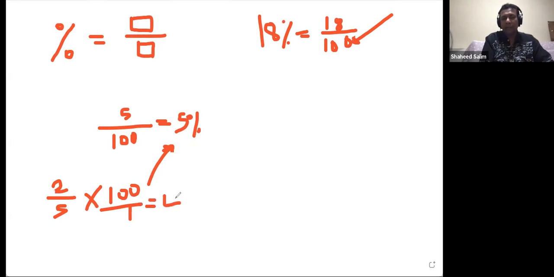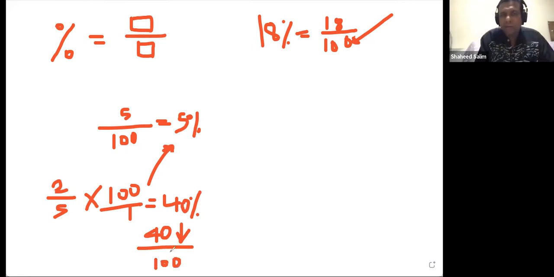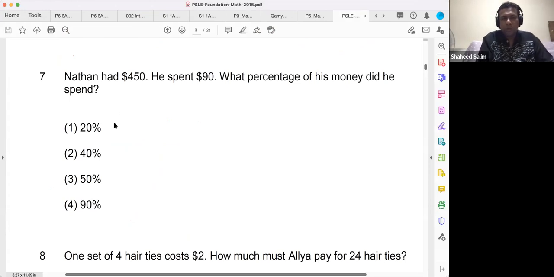Okay, if you calculate with 40%. What is this 40%? It's actually 40 over 100. So your job is to make a fraction first. What is a fraction? One number over another number. That is a fraction. So you try now. Can you make a fraction first? You tell me now what number over what number did he spend?